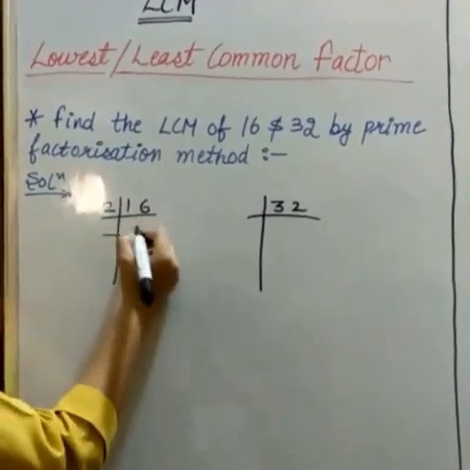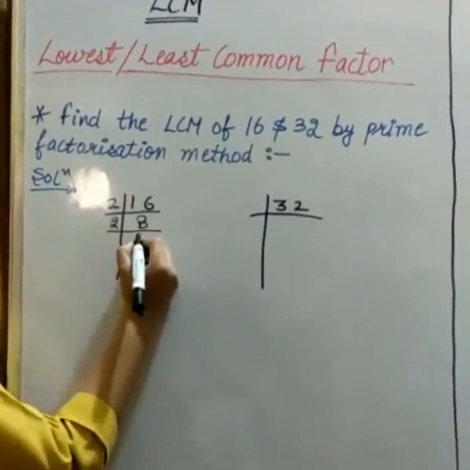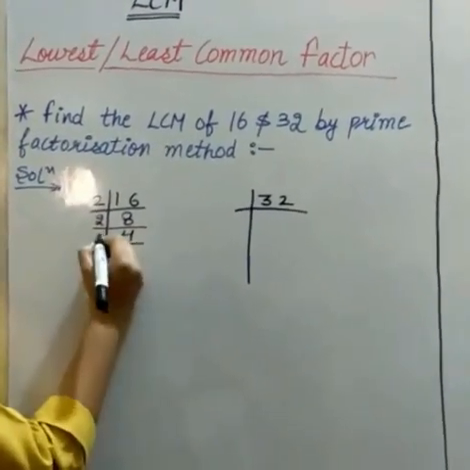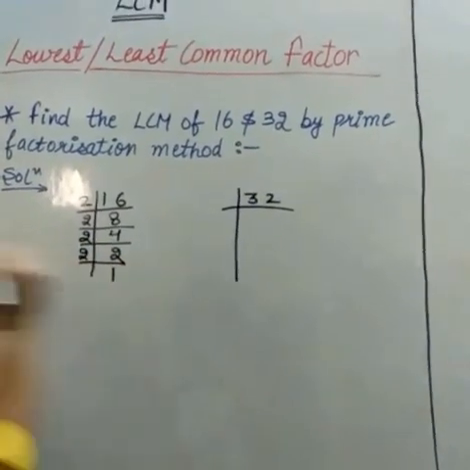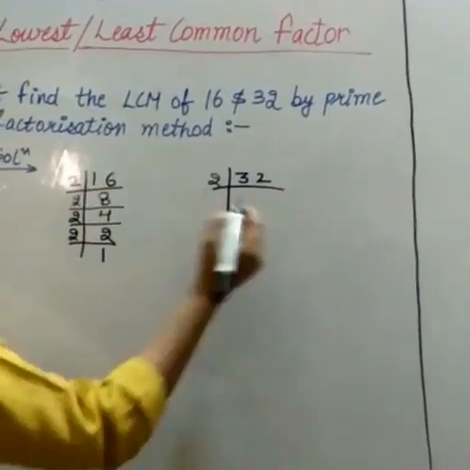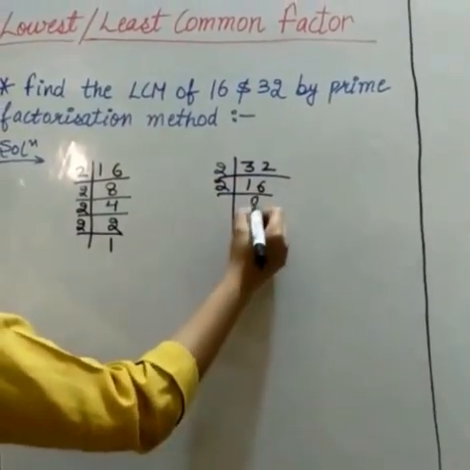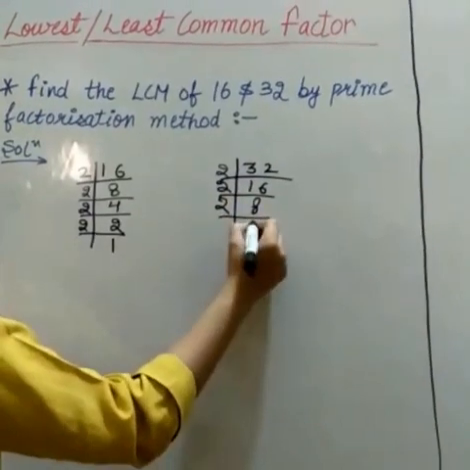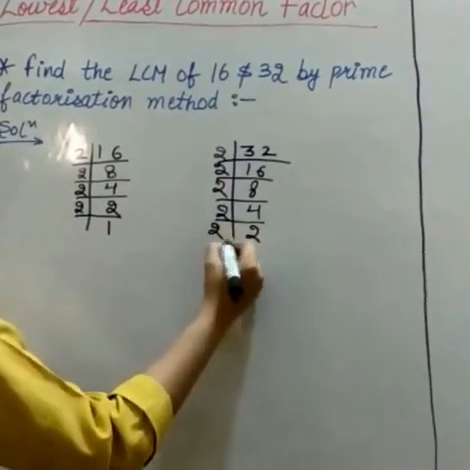So, what will come here? 8. Again, it is divisible by 2. So, 4 will come. Again, 2 and 1. Now 32. It is an even number, so again divisible by 2. So, here 16 will come. Then 8. Then 4, then 2, and then 1.